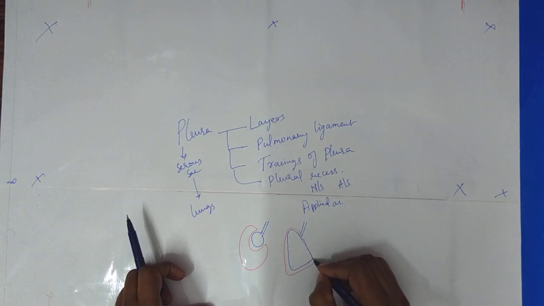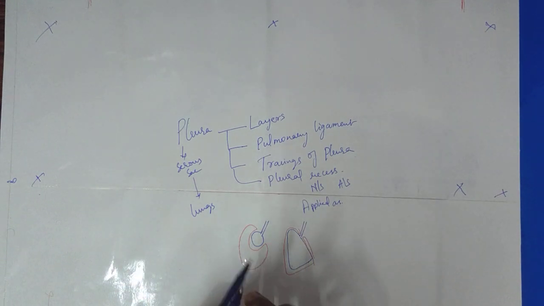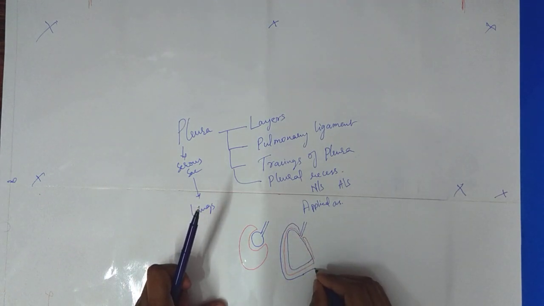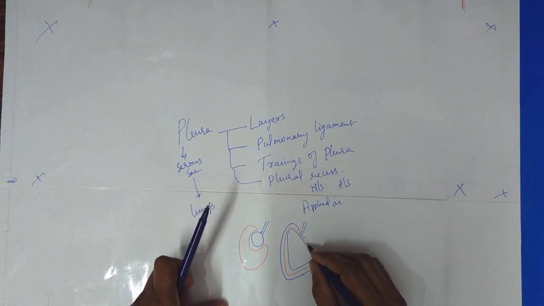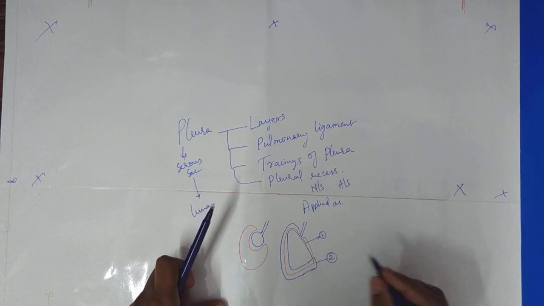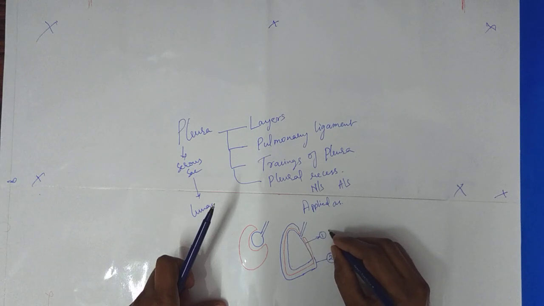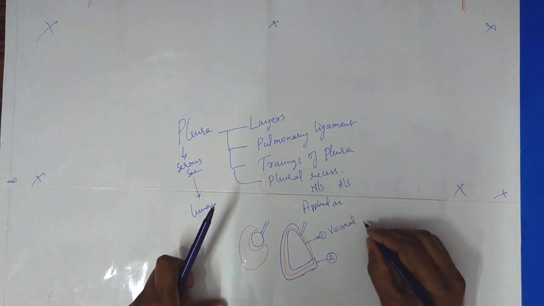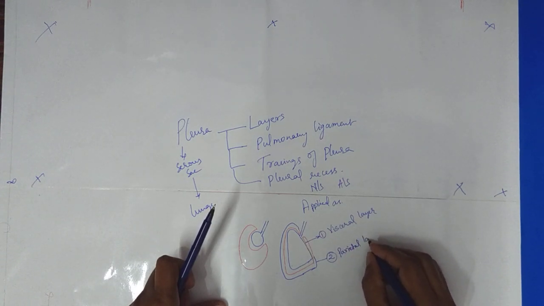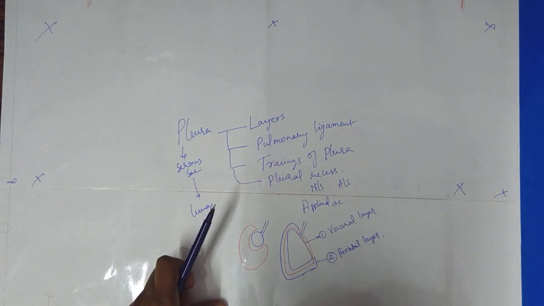pleura. So looking at this diagram, you can see there are two layers in the pleura. So inner you have one layer, outside you have one layer. So what are these two layers? Inner one, which is closer to the lungs, is called the visceral layer, and outer one we are calling it as parietal layer. So parietal layer is covering the thoracic wall.